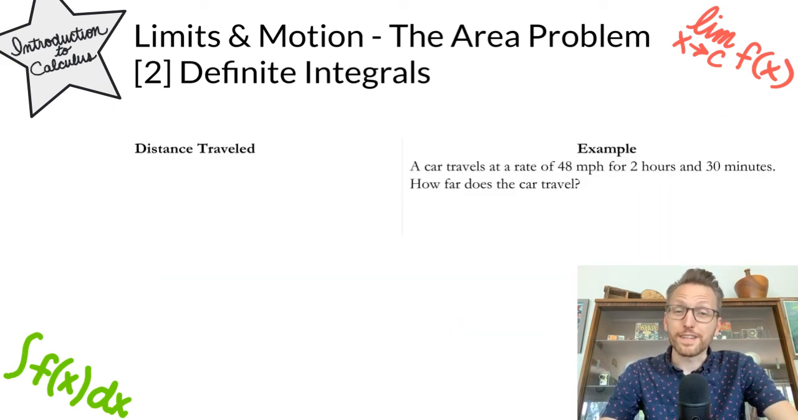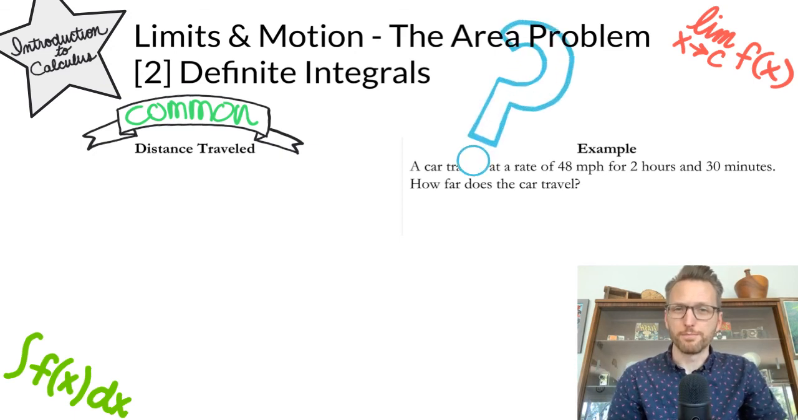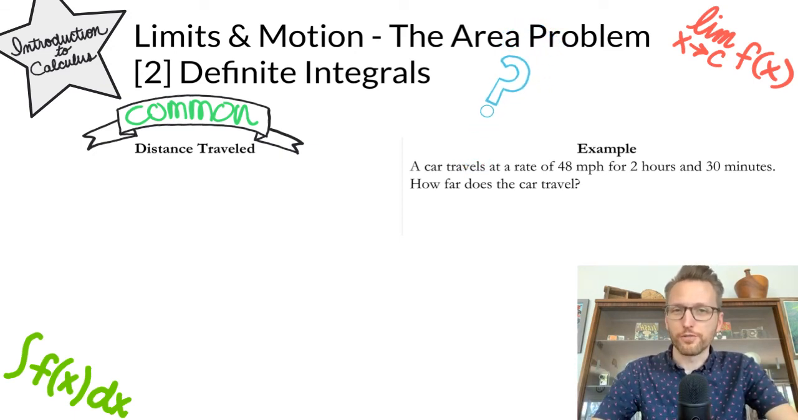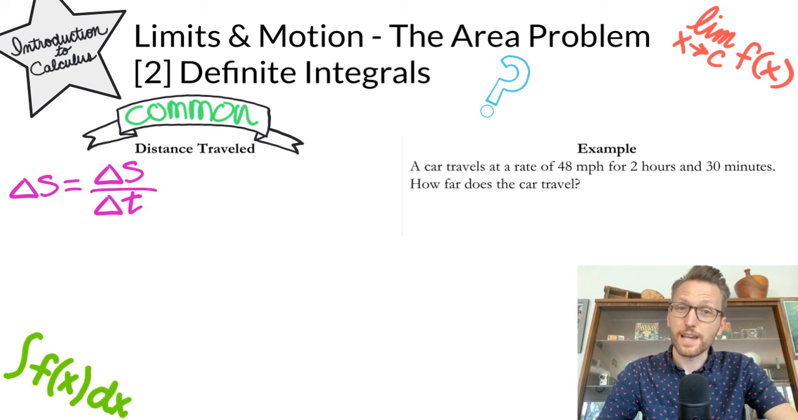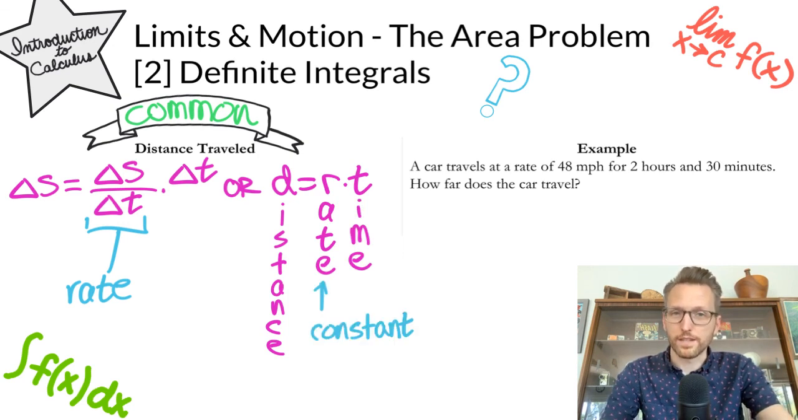Calculating distance traveled is a common thing we do in calculus. But how does it relate to the area problem? Let's define distance traveled first. I'll use delta S, which is equal to delta S divided by delta T times delta T. Notice that the delta T's could divide out, but I don't want them to because delta S divided by delta T is a rate. And we could work with that because this is really the same as distance equals rate times time, such that the rate is constant.